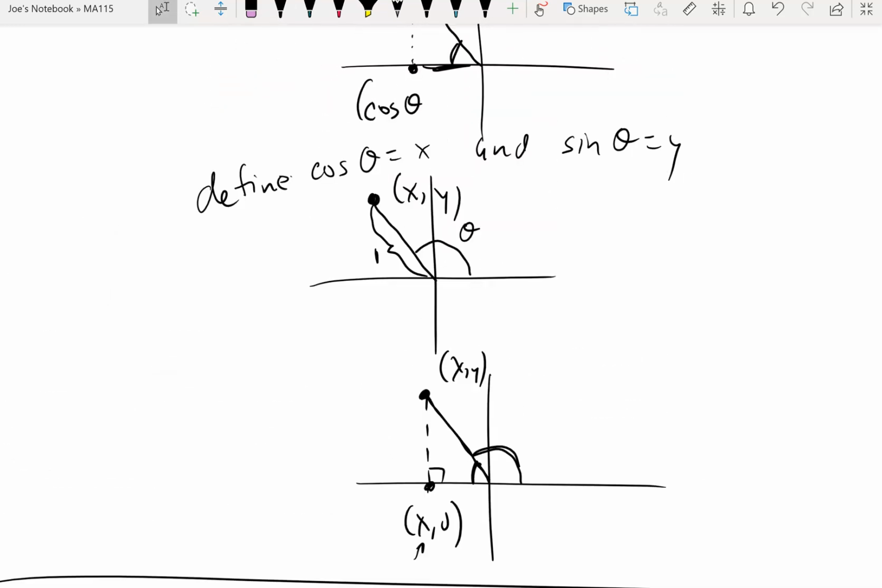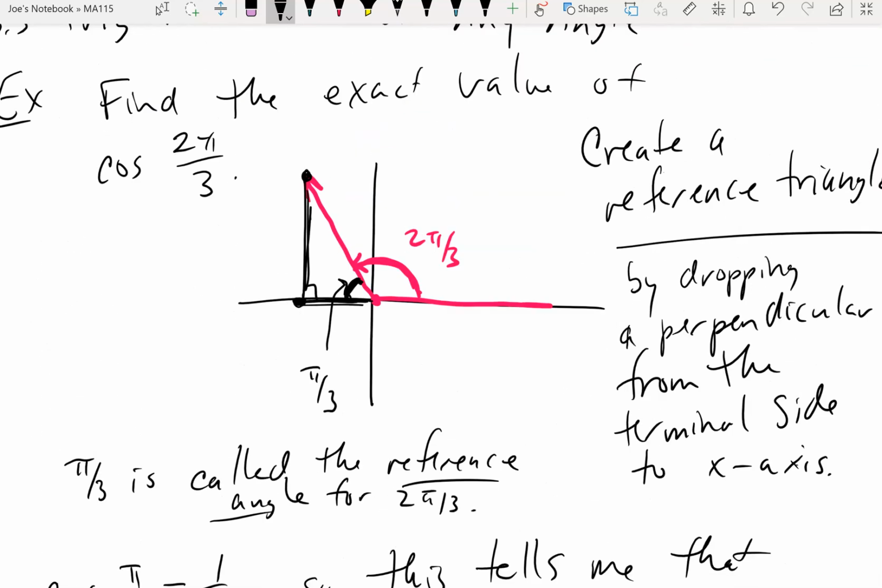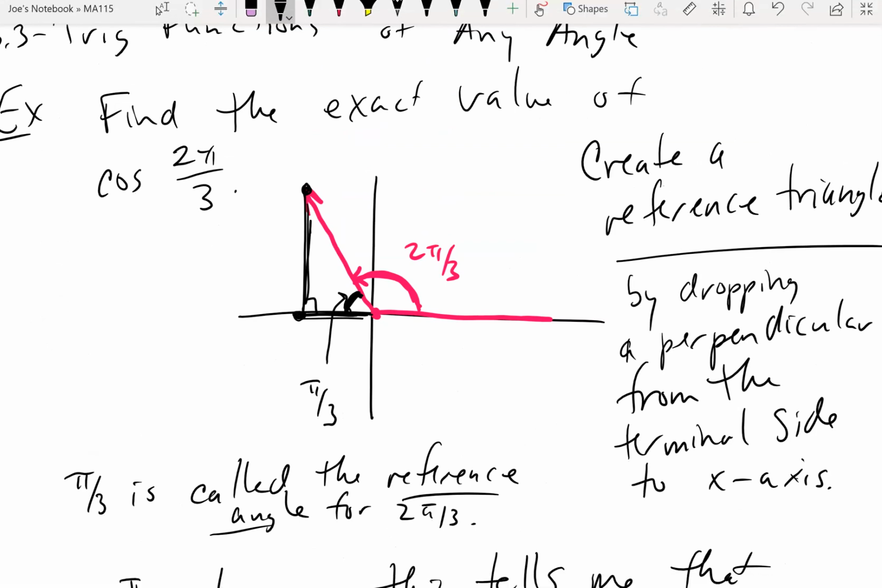Notice up here, the reference angle for 2 pi over 3 was just pi over 3. How do we know? Okay, so 2 pi over 3, you're okay with how I got this terminal side? If I go all the way to the other x-axis, the negative x-axis, that's pi. So the 2 pi over 3 plus the pi over 3 gives me the pi. So it's the piece that's there.